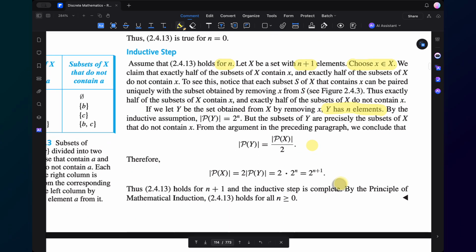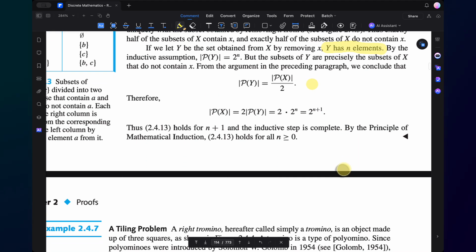So, multiplying both sides by 2, we get that the size of the power set of X is equal to 2 to the n plus 1, and that completes our inductive proof.